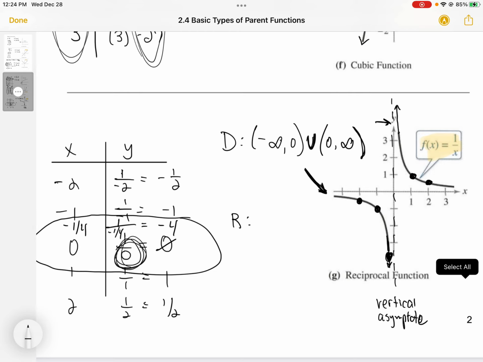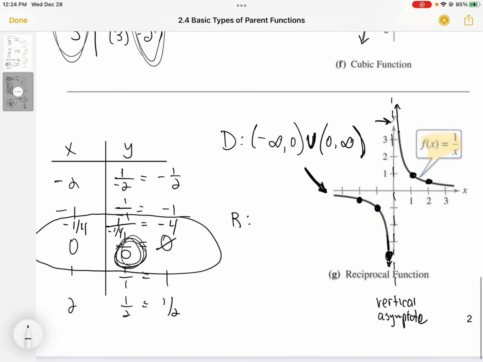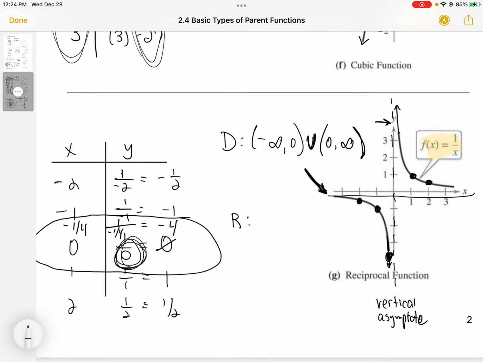And then our range, we can see that this graph goes forever down and forever up. But again, it does not cross the x-axis. So our range looks the same, but we're describing the y values in this case. So I want you to be careful. I don't want you to think, oh, my domain and range are the same. Yeah, they look the same. But our domain is describing the x values from left to right. The range is describing the y values up and down. And that is the last parent function that we're going to look at in this class.